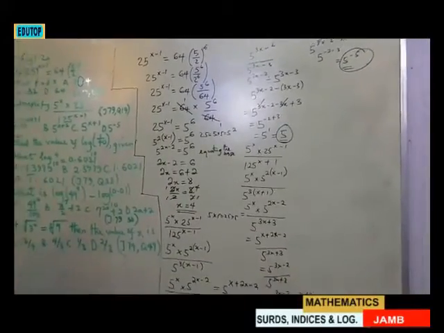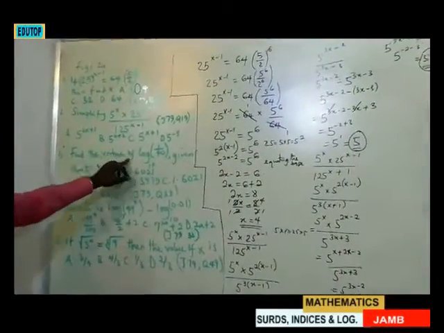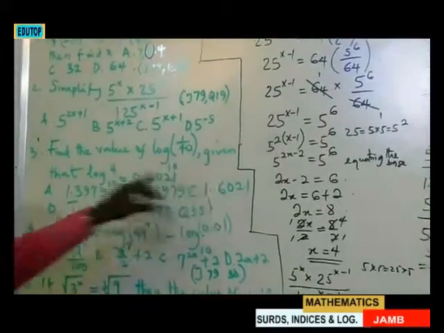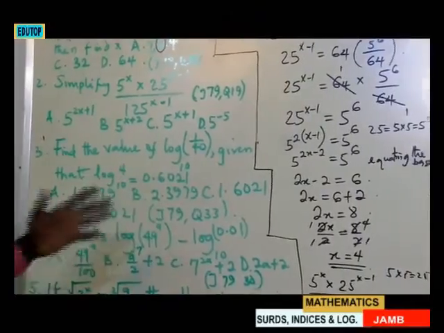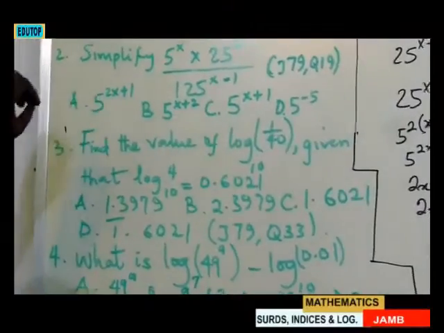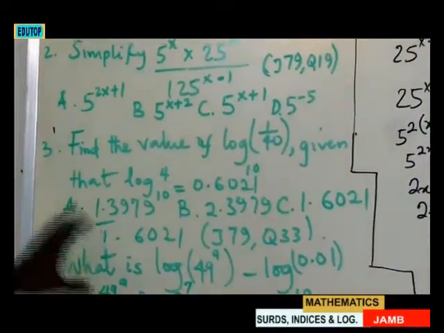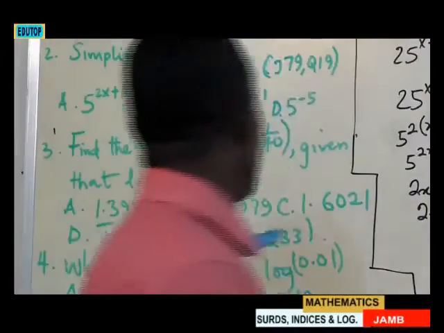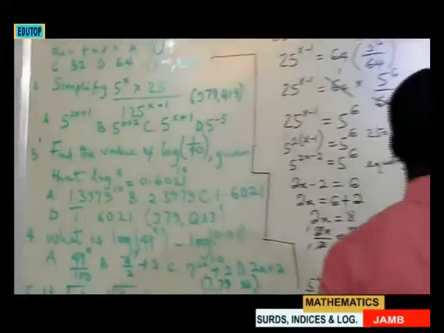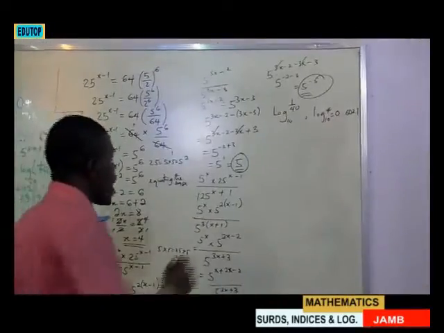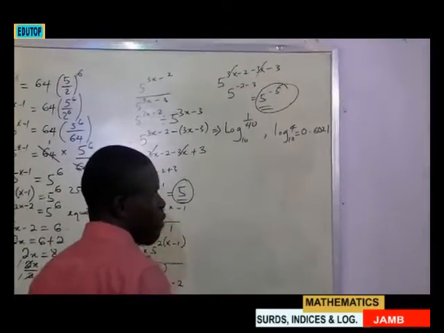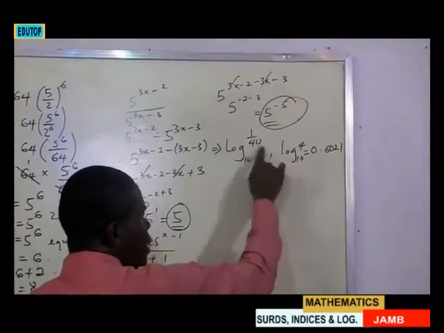The next question says find the value of log 1 over 40 base 10 given that log 4 base 10. This one is logarithm. The first two questions that we solved here are indices. Now is the turn of logarithm. We are given log 1 over 40 base 10. We have to solve this. Meanwhile, if you look at this question very well, you discover that you are given this information not for fashion, but you need to apply it here.